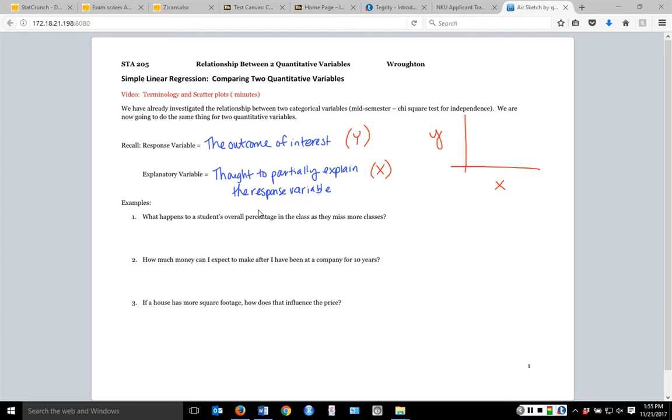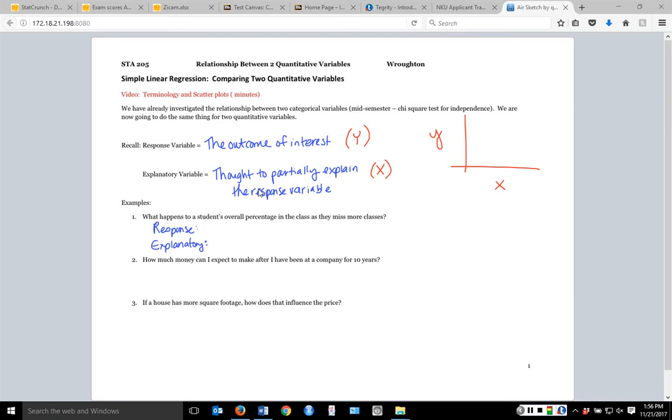My first example: we want to figure out what happens to a student's overall percentage in the class as they miss more classes. My two variables are the percentage in the class and the number of classes that they missed, and I need to figure out which one is the response variable and which one is the explanatory variable. So my first little label. Which one do you think is the outcome that they are interested in? The percentage in the class or the number of classes missed?